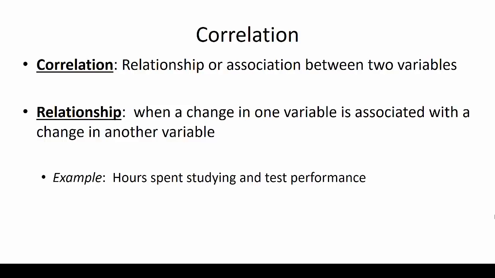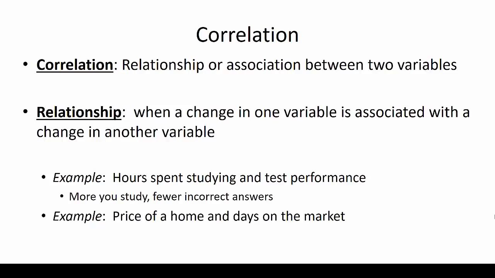For example, there's a relationship between hours spent studying and test performance. The more people tend to study, the less incorrect answers they receive on the exam. The price of a home and days on the market are also correlated. Increases in the price of a home tend to be related with more time on the market.